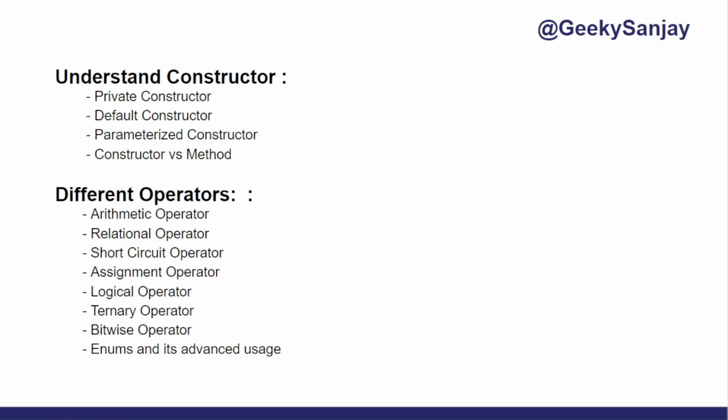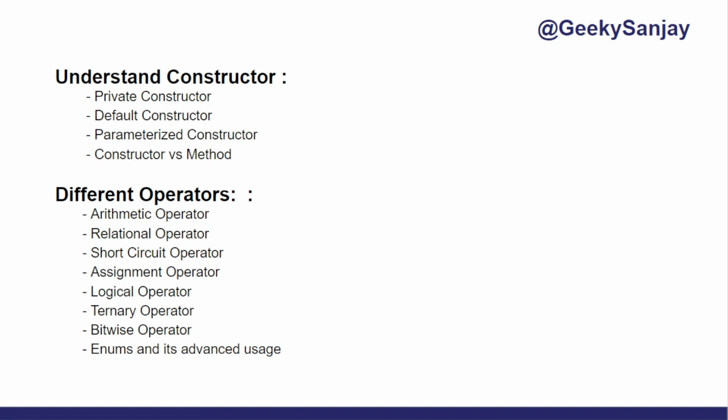So next we have a constructor. We have multiple constructors inside of this. What is a constructor? Learn about the constructor, including private, default and parameterized types, and understand their difference from methods. Constructor and method are two different things. A method we create to run our program logic, and a constructor we normally create to make an object. Okay. And private constructor, default constructor, parameterized constructor and constructor versus method.